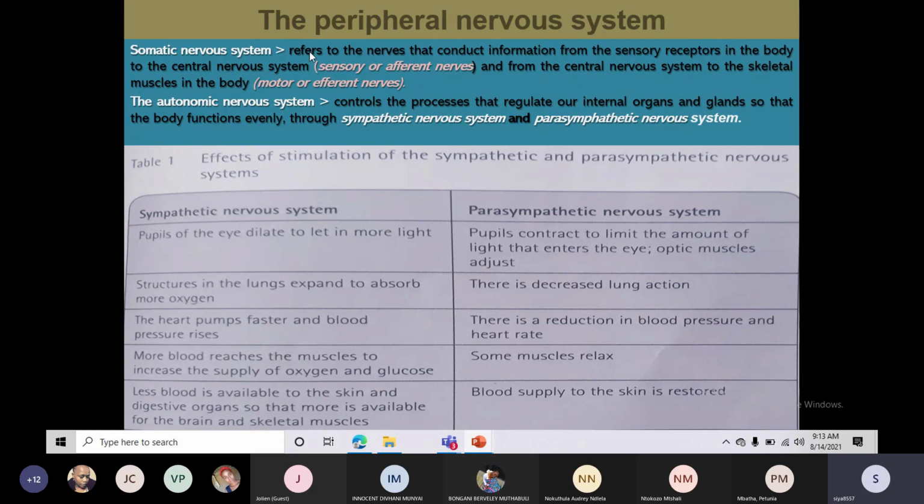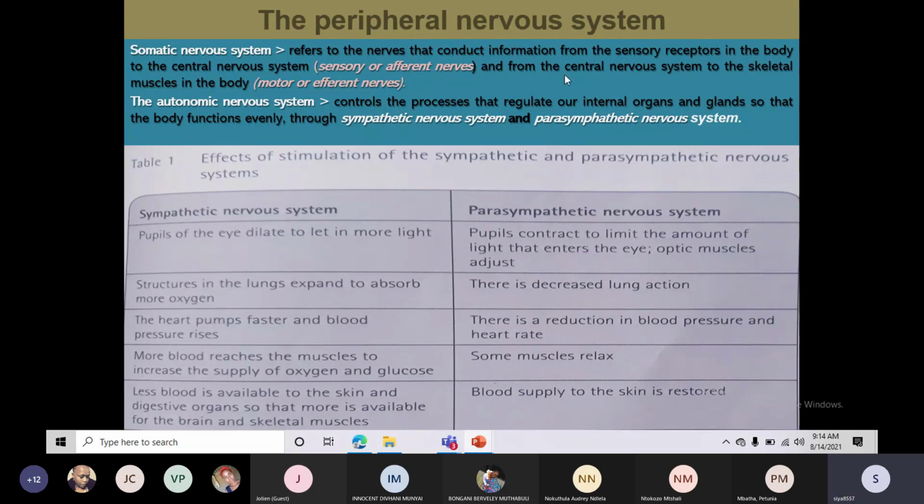Let me read it short. The somatic nervous system refers to the nerves that conduct information from sensory receptors in the body to the central nervous system, and from the central nervous system to the skeletal muscles in the body. So that is mostly reaction. You receive information internally. Somatic is internal. An indication that I'm hungry now, or I need to go to the loo, or I have a pain somewhere. The nerve will conduct that information from sensory receptors in the body internally.